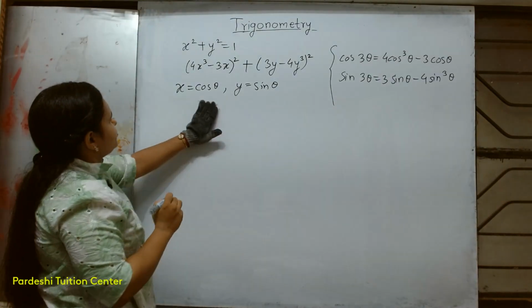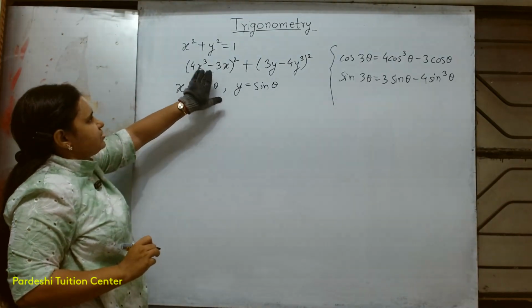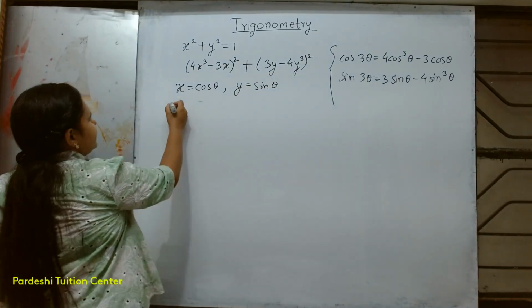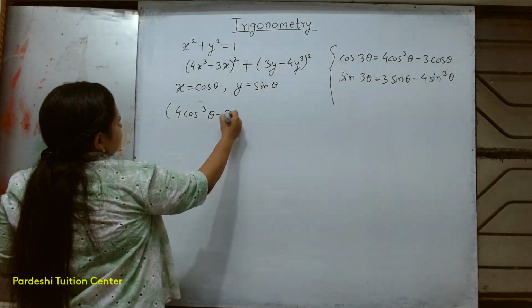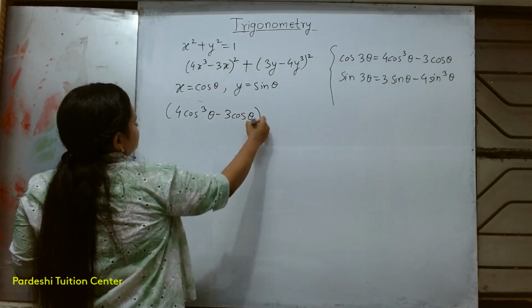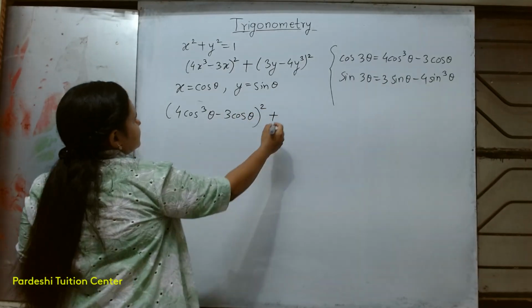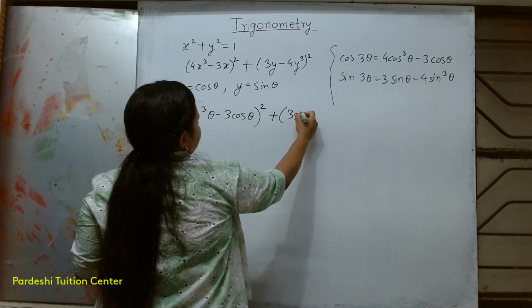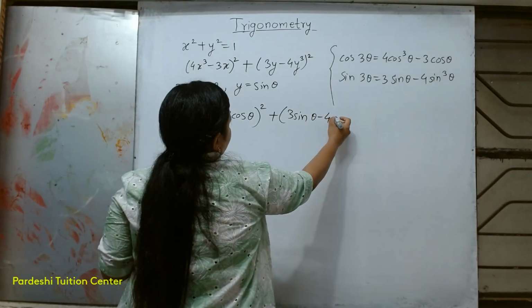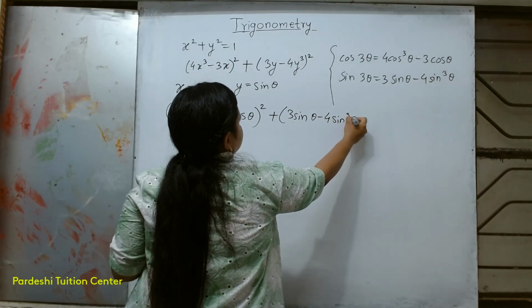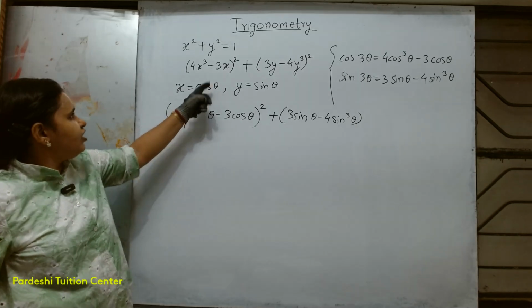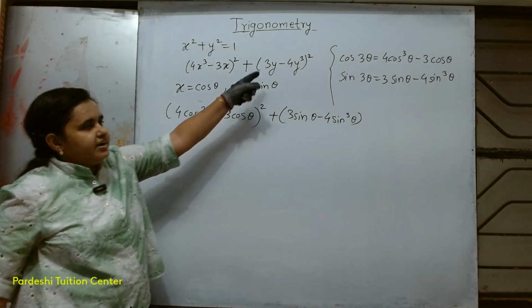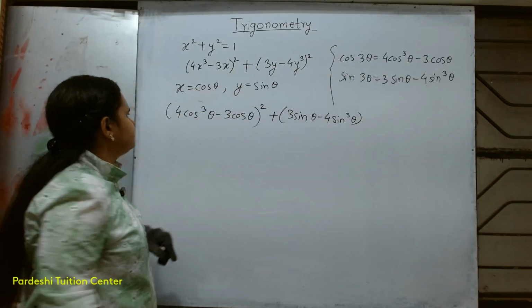So if we just put in x as cos theta and y as sin theta, it will be (4 cos cube theta minus 3 cos theta) square plus (3 sin theta minus 4 sin cube theta). Okay. I have just put in the value of x as cos theta and y as sin theta.